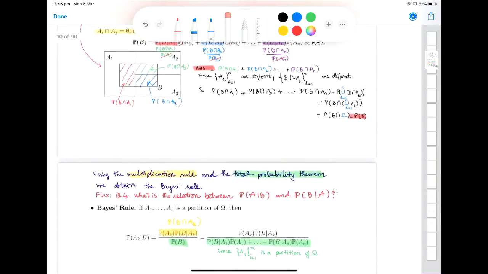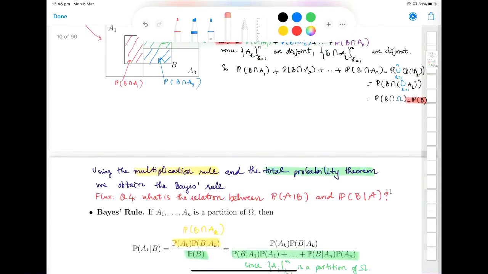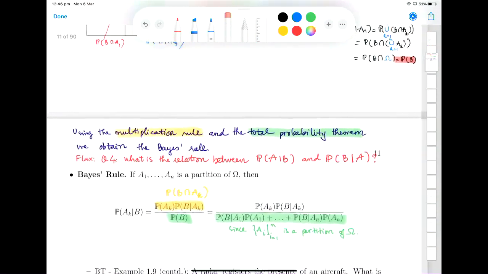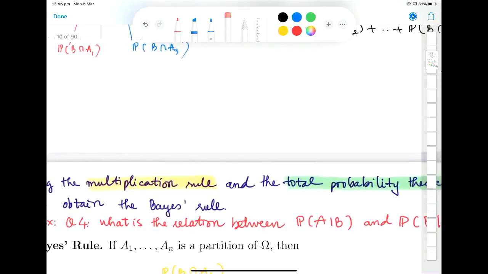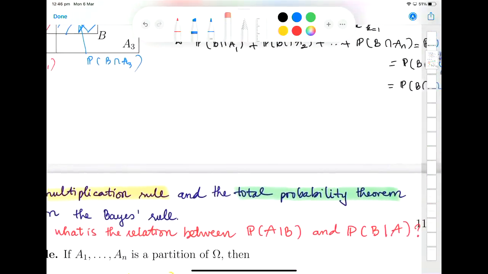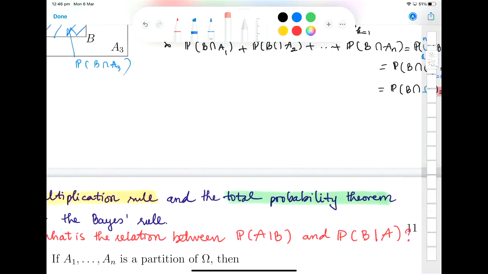Okay, so we go to the last rule we learned today, called Bayes rule. The Bayes rule actually comes from the combination of the multiplication rule and the total probability theorem. First I have a question. What is the relation between probability of A given B and probability of B given A?